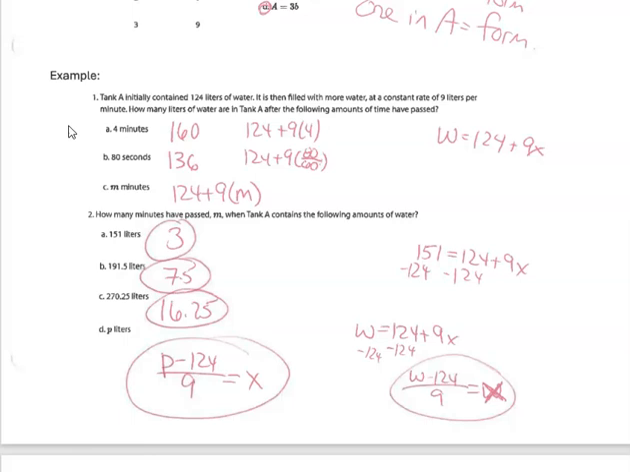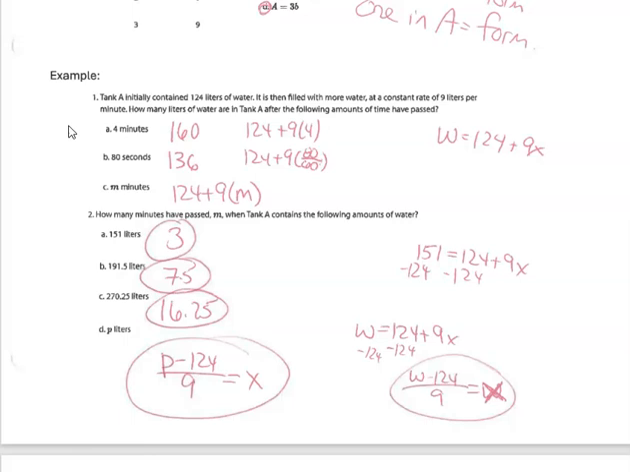The reason why the book likes you to do this is that you get comfortable working with numbers, and then when you have a format that you know is correct, you could switch out the number of minutes, which we've been using actual numbers for, for an m, and that's how you get your equation of 124 plus 9m. Now, once you get better and more comfortable in algebra, a lot of times you're going to jump straight to the equation. So I jumped straight to the equation of W equals 124 plus 9x.